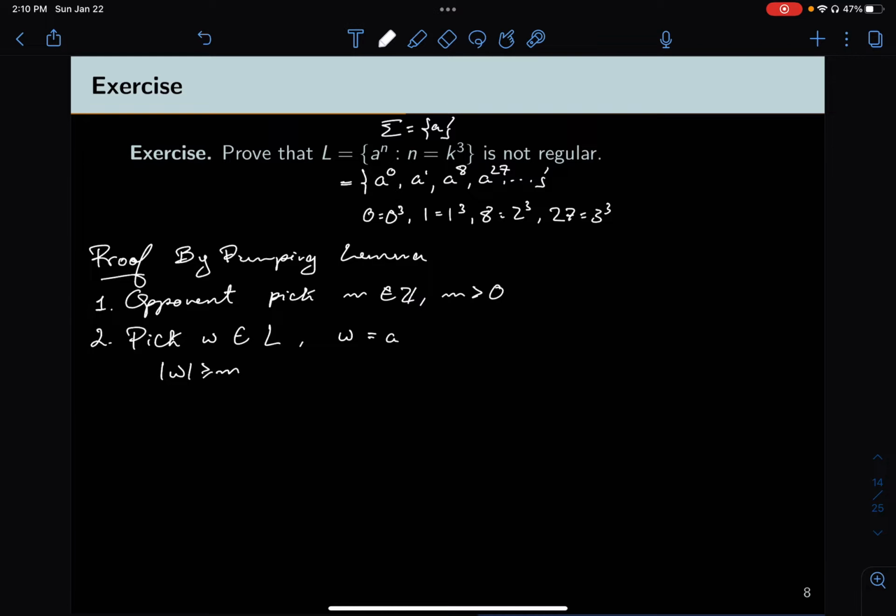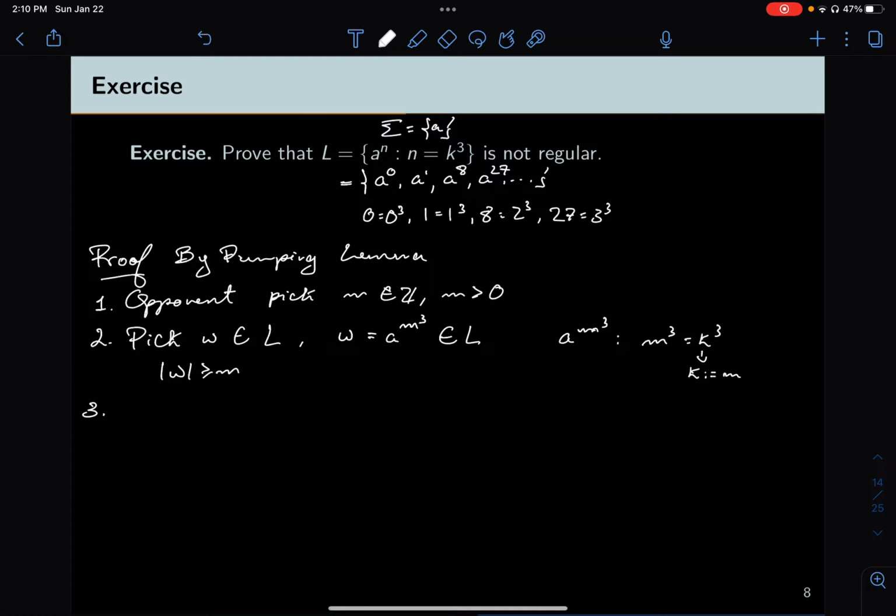So if we take w equal to A^(m cubed), this is clearly in L, because we can satisfy this predicate. We have A^(m cubed), and it is indeed true that m cubed is equal to k cubed if, in particular, we set k to m. So k being set to m means that we get m cubed, which is the number of A's we have here. That's exactly a perfect cube. So A^(m cubed) is in L.